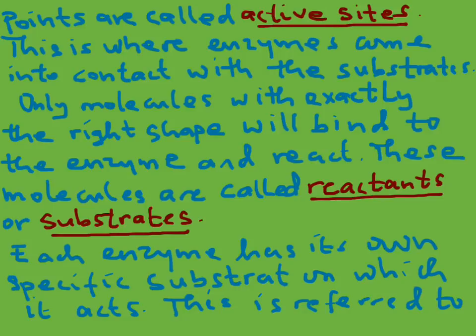That's why I said that enzyme A cannot act on a substrate that is destined for enzyme B. Enzyme A would act on a substrate of enzyme A, and enzyme B will act on a substrate of enzyme B. So they cannot overlap with their reactions. This is then referred to as enzyme specificity. Examples here will include the following.